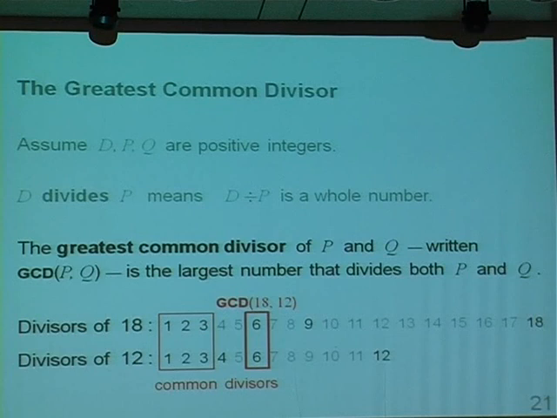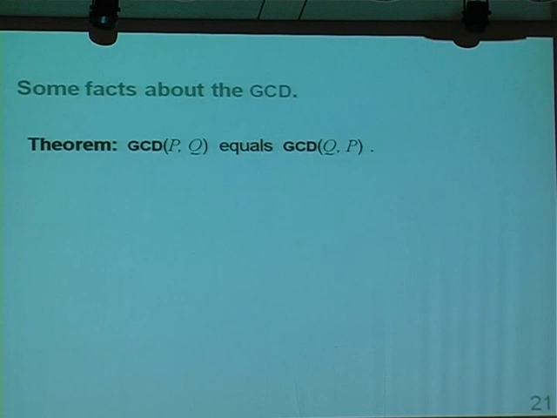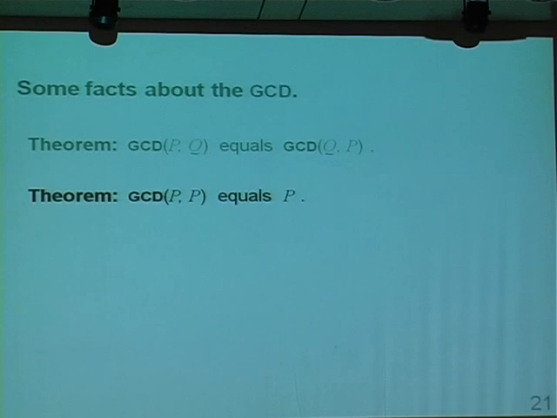Now, I'll give you some facts about the GCD. See, when your computing devices are mathematical, you can really do things with mathematics. So we use some mathematical theorems. So we have 2 results. GCD of P and Q equals the GCD of Q and P. Pretty obvious. The GCD of P with itself equals P. That's obvious because P divides both P and P, and P is obviously the largest number that does that.